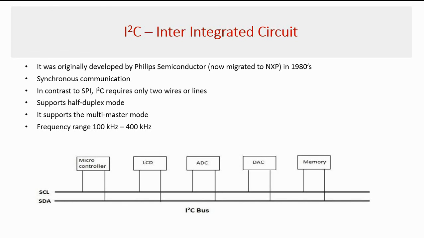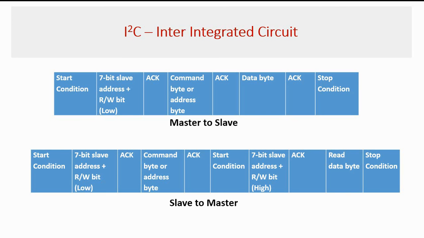The I2C protocol uses 2 lines for its operation, that is the SDA serial data pin and the SCL serial clock pin. Both of these pins are open drain lines. You have to connect a pull-up resistance for using the I2C protocol.